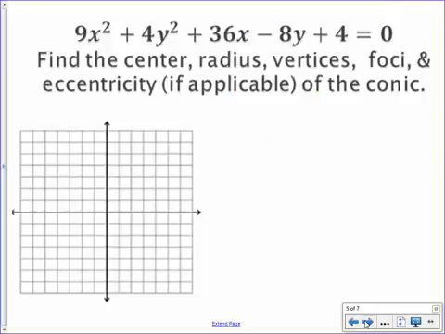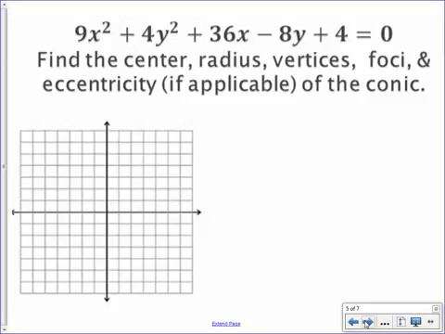9x squared plus 4y squared plus 36x minus 8y plus 4 equals 0. Okay. We know it's not a parabola. Why? Okay, x and y are both squared, and since they're both positive, we know we're going to have an ellipse. Okay, now this is in general form. We need the (x minus h) squared, and we need the (y minus k) squared. So we're going to have to complete the square.